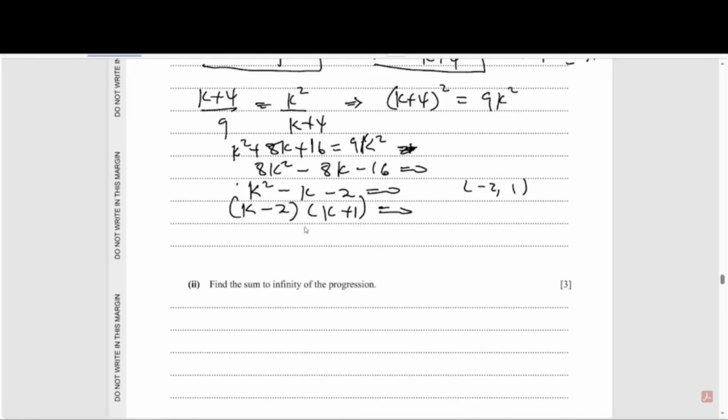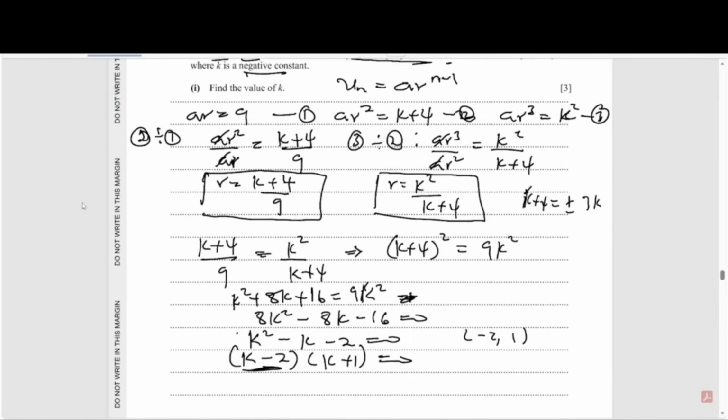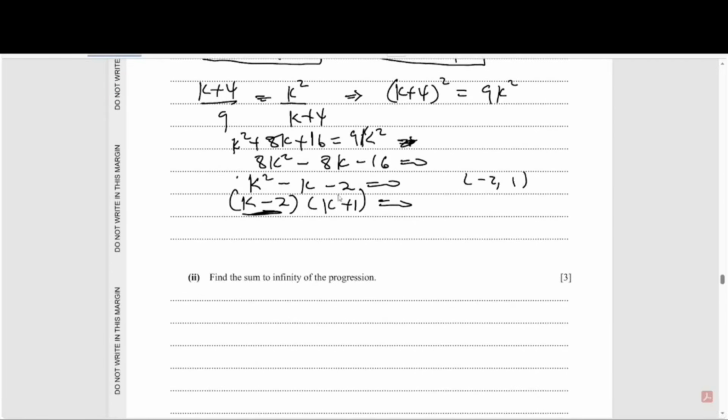We equate both of them to 0, but we know the first one is going to give us k is equal to 2, but the question says that k is negative. So we need to only pick the value that gives us a negative value of k. So k here is equal to negative 1, and that is our final answer for part b(i).